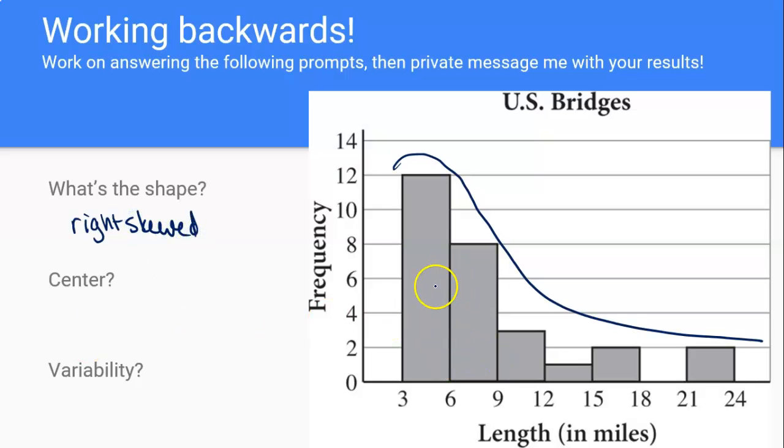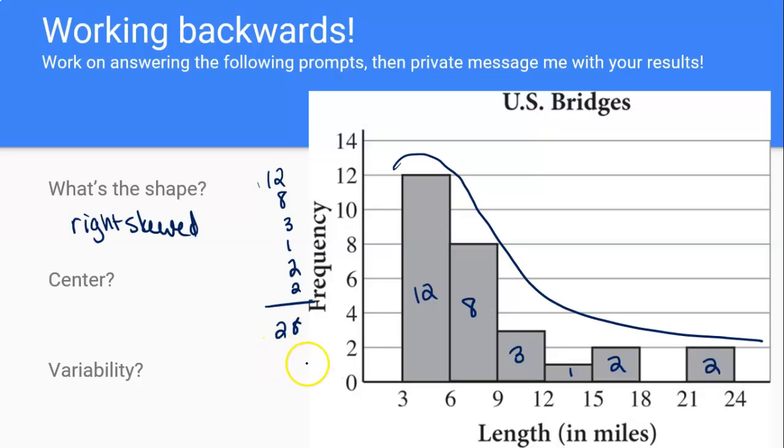The center, let's see, there's 12 here. There are 8 here. There are 3 here, 1 here, 2 here, and 2 here. So that means if I add it up, there are 12 plus 8 plus 3 plus 1 plus 2 plus 2. 2 plus 8 is 10. 13, 14, 15, 16, 17, 18, carry the 1. There are 28 pieces of data.